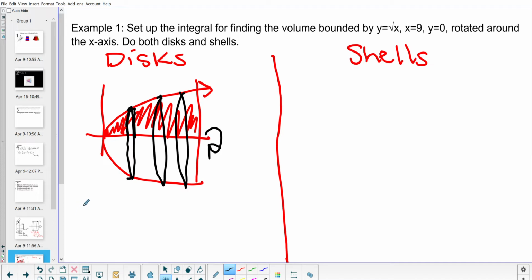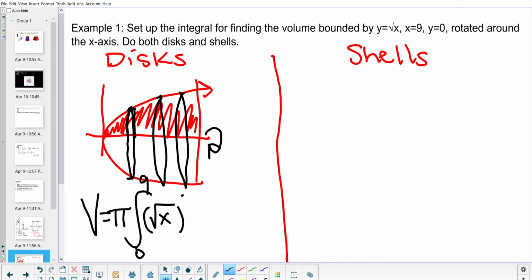Well, the volume of this is your pi r squared h. Well, the pi we put outside, and then we're going to do this from 0 to 9. The radius of each of these discs is the square root of x. So it's going to be the square root of x, that's your radius, squared. So we've got pi r squared h. Well, the weird thing about this is that the h for discs is your dx.